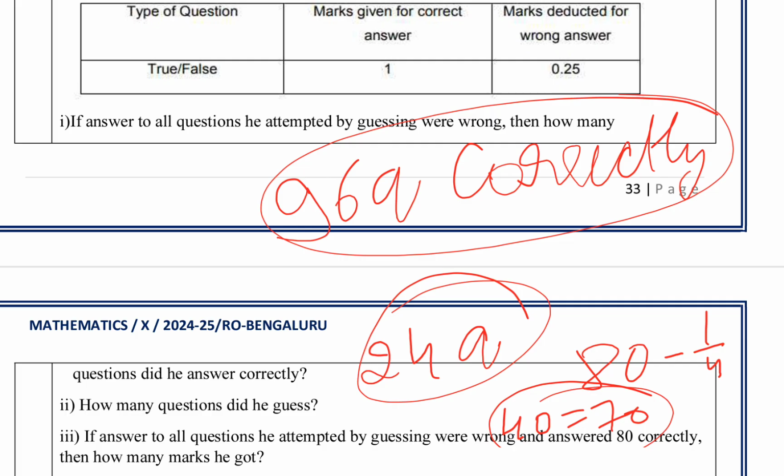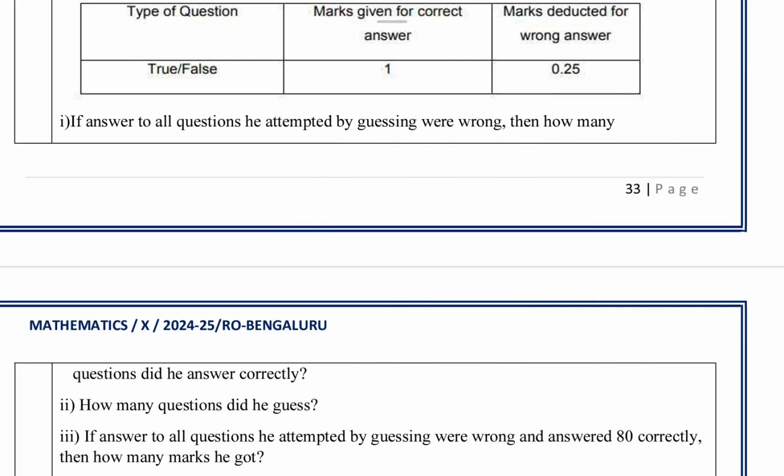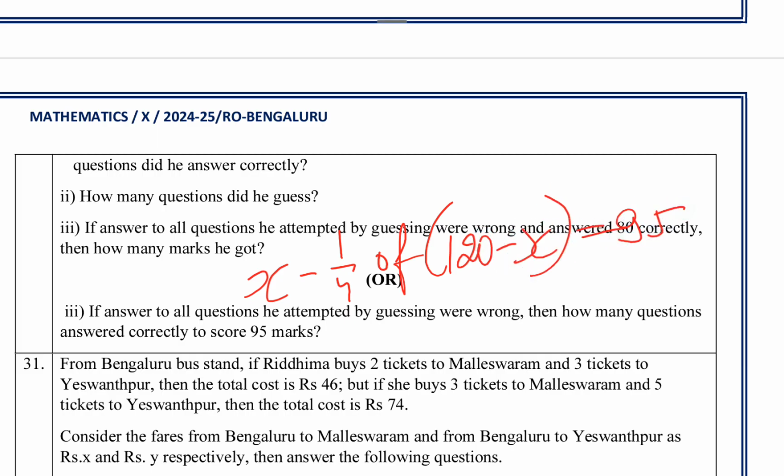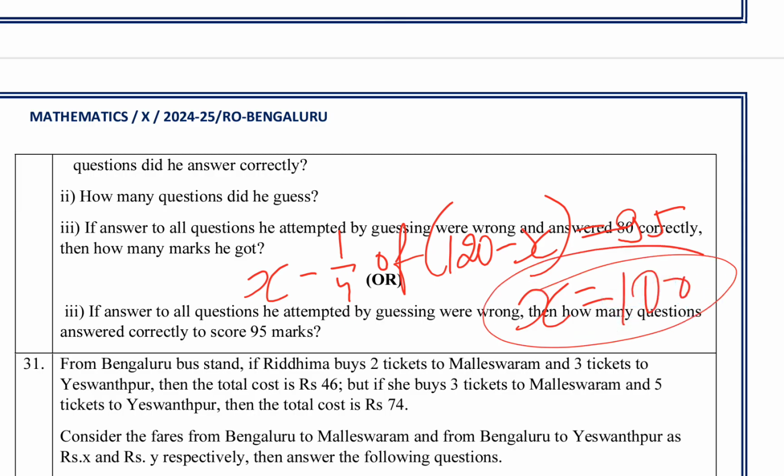So third one finished. Then we are going for the OR question. Here the answer is x minus 1 by 4 of 120 minus x equals to 95. You will calculate all the things and you will get x equals to 100.